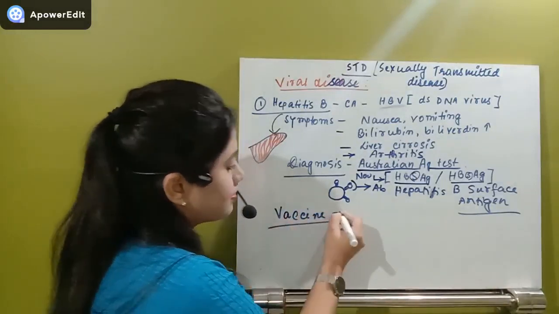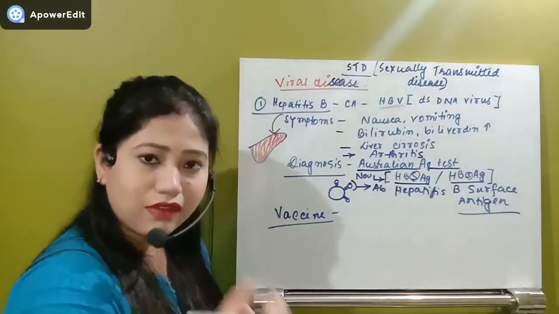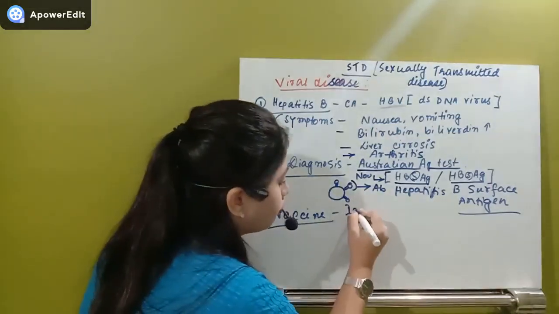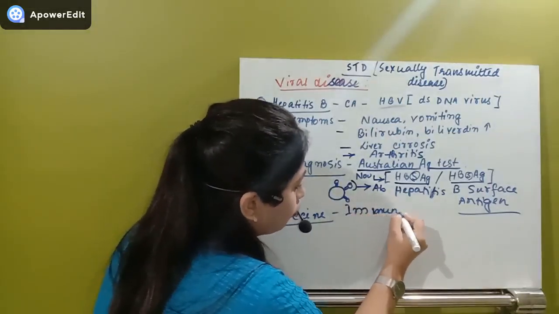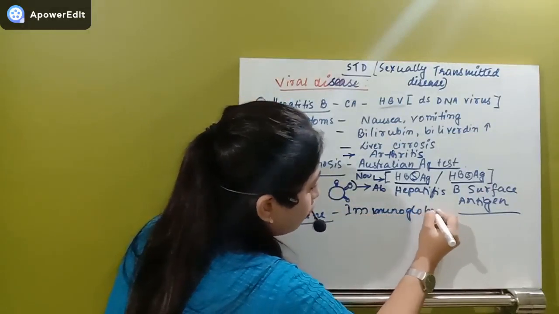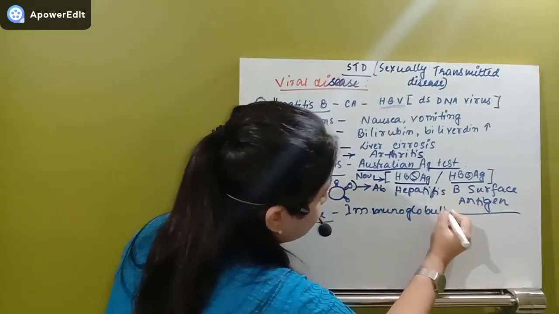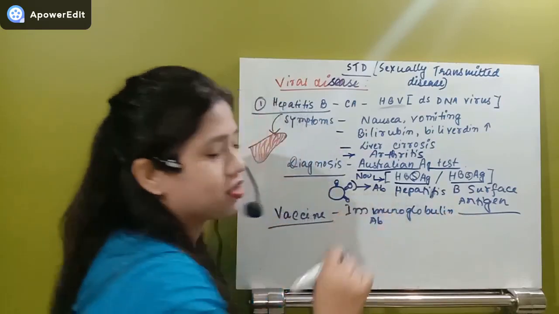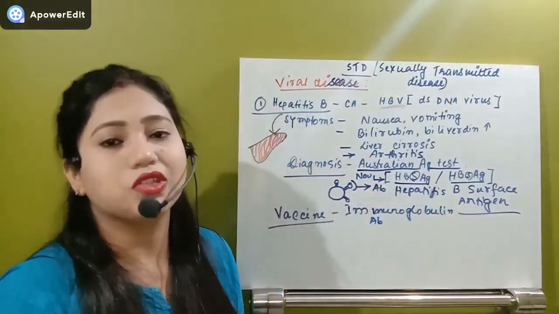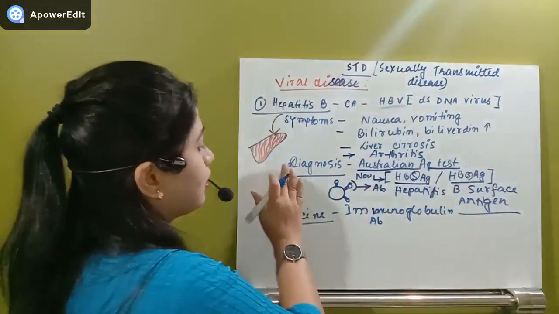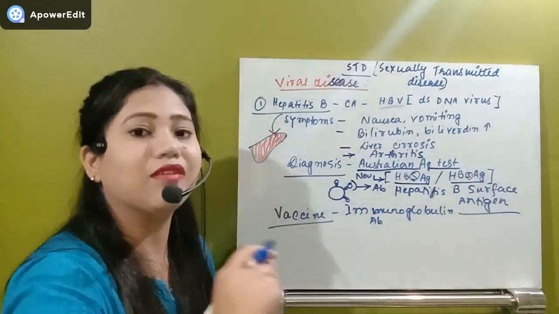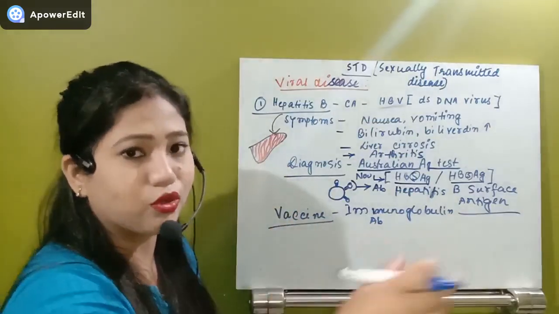See, in that vaccine actually, what is given? One immunoglobulin. You know already what is immunoglobulin. So, immunoglobulin is nothing but the antibodies. So, antibodies will be just injected in the body. First of all, that vaccine will be given in three different doses.